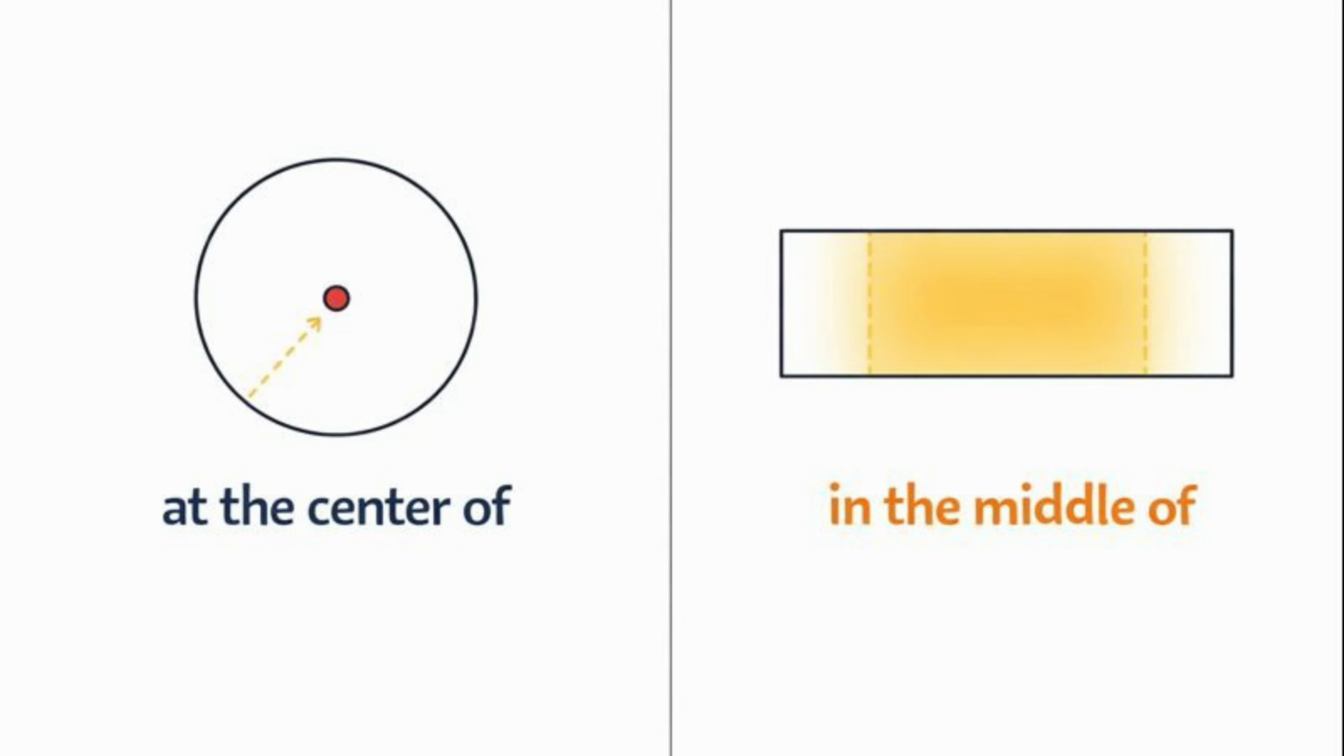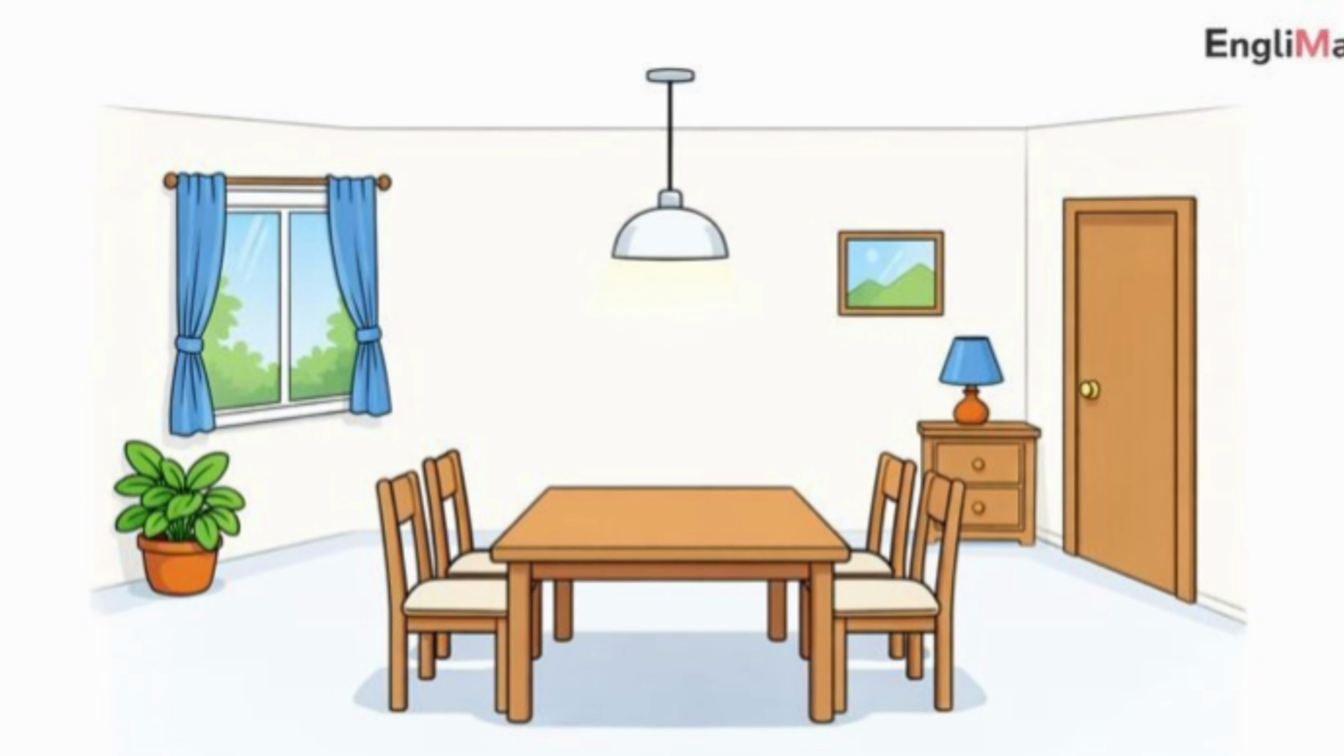At the center of often means the exact central point. In the middle of is more flexible and more common in daily conversation. It simply shows that something is between two sides. When talking about rooms, we say, the table is placed in the middle of the room. This shows the table is not near the walls, but between them.